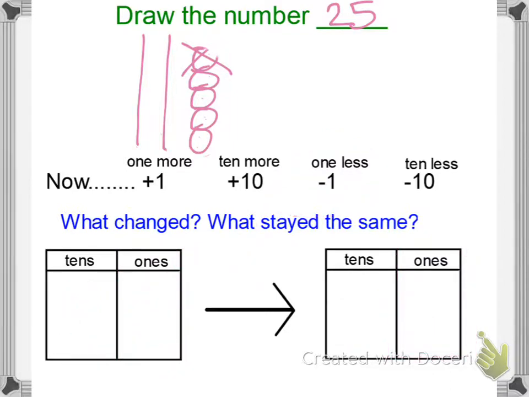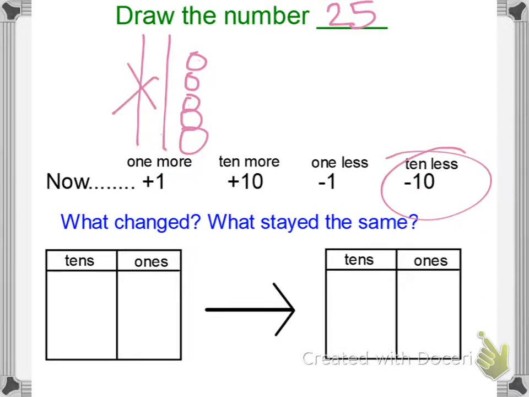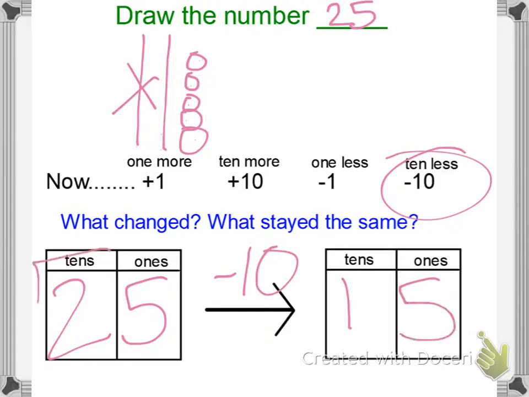Okay, now, last one, we're going to do 10 less. So now I drew my picture, make sure I had 25, 10, 20, 21, 22, 23, 24, 25. Now it's 10 less, so I have to take away 1 10. So now let's see how many is left. 10, 11, 12, 13, 14, 15. So we had 25, 10 less than 25 is 15, because we changed the tens place. So we had 2 10s, now we only have 1 10 because it's 10 less.